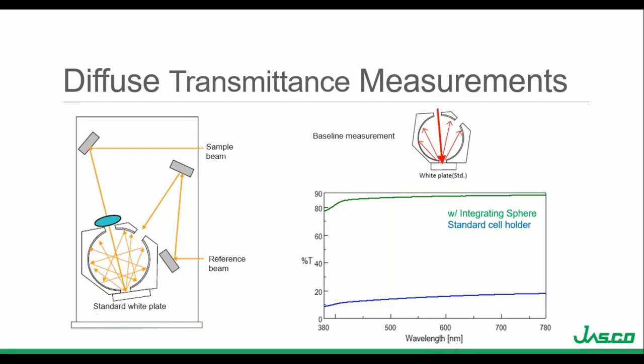The spectra on the right shows the transmittance of a sample using a standard cell holder in blue compared to the spectra obtained using an integrating sphere shown in green. Since only the direct transmittance was obtained using the standard cell holder, a significant portion of the transmittance was lost without the use of an integrating sphere.